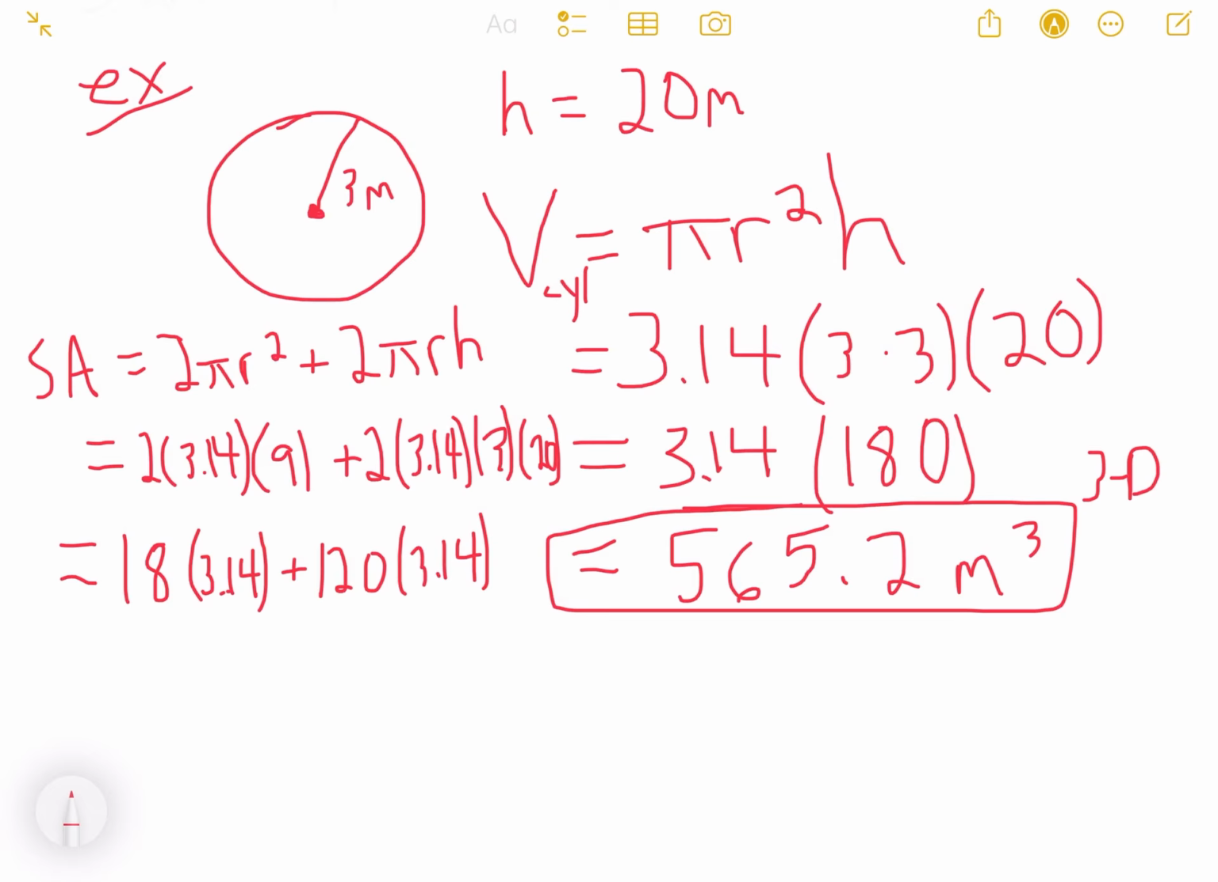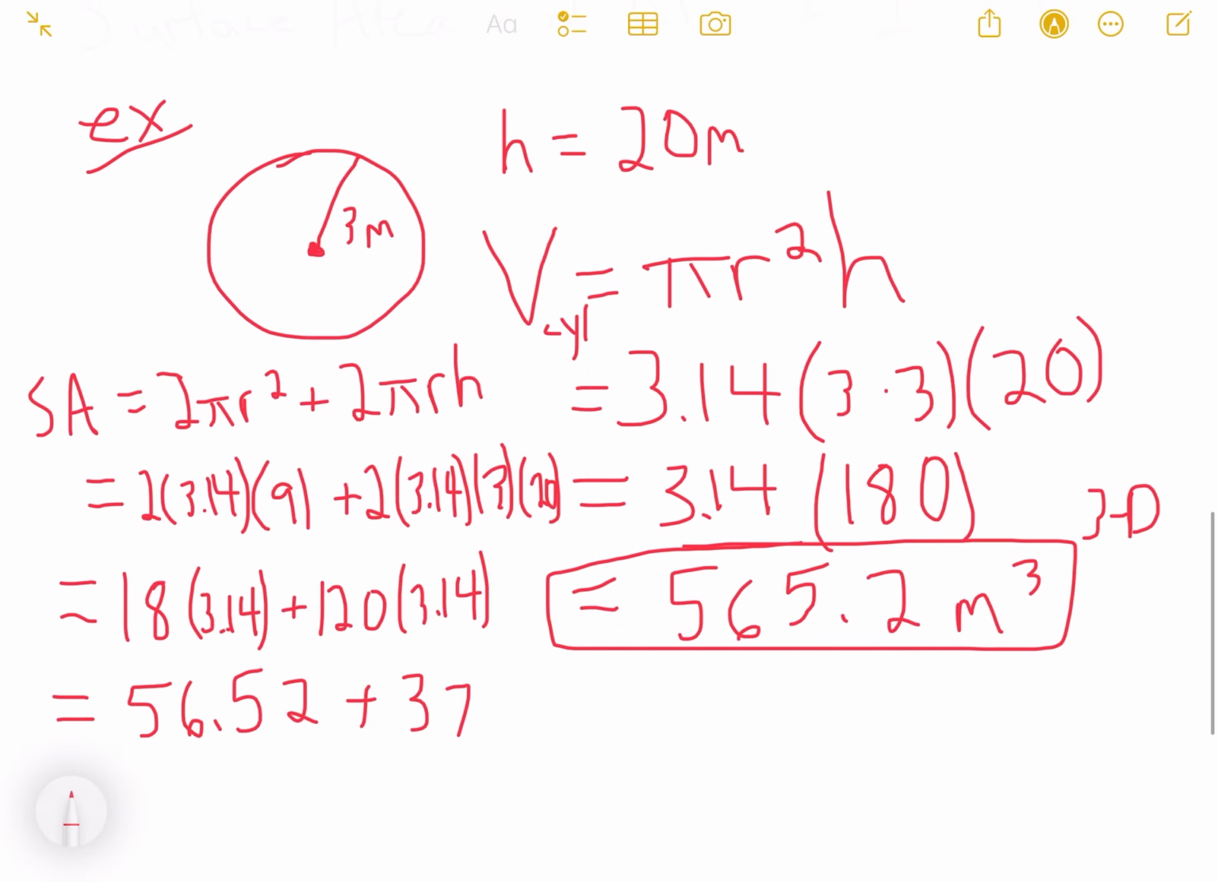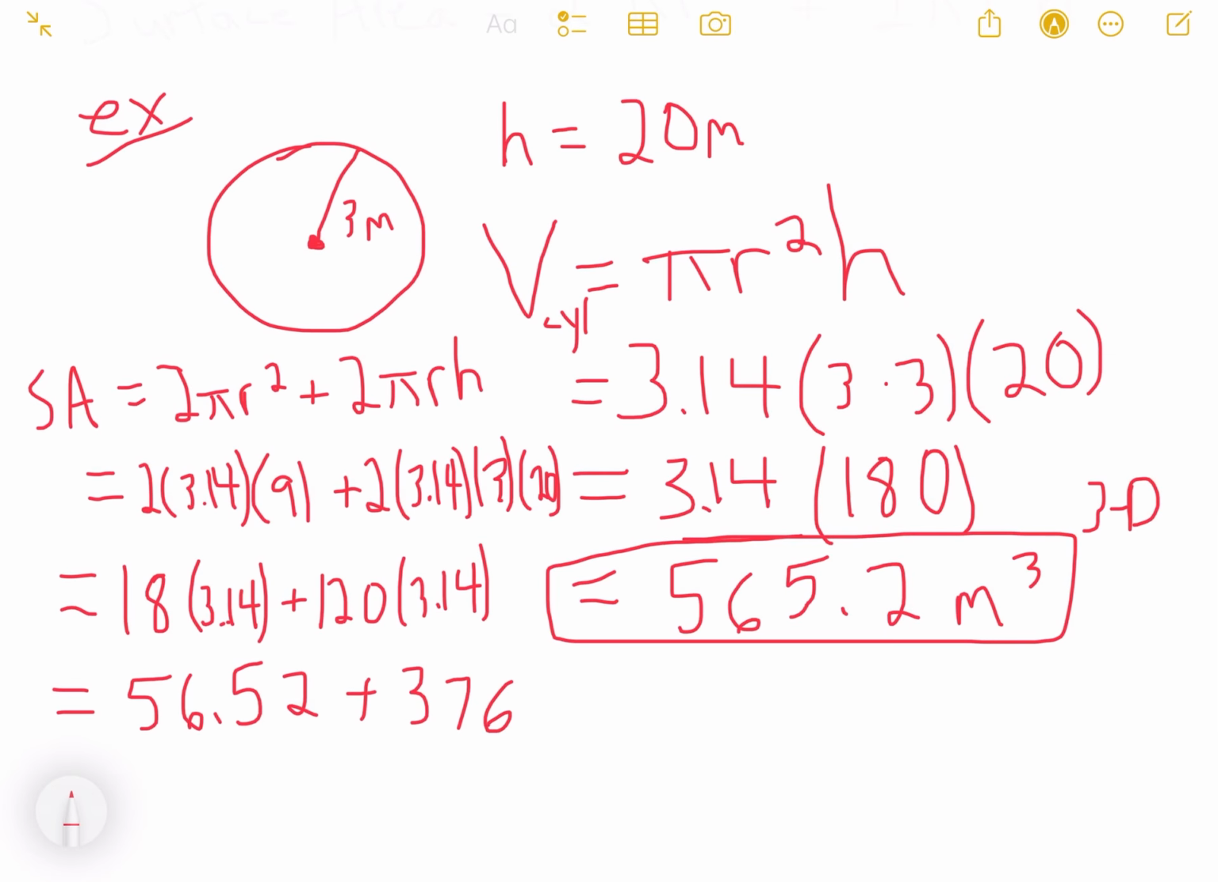Okay. And then I can write out what each individual one is, which I recommend that you do. So this maybe looks like more than 3 steps, but my 3 steps are write the formula, plug in your numbers, and then calculate. So now I can calculate, and I have 56.52 here. And if I add this other one, I have 376.8. And my 7, I like to do that so I don't confuse it with a 1.